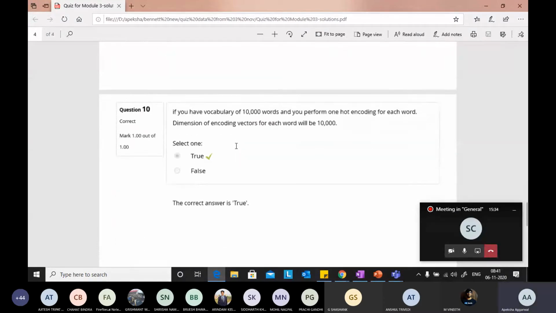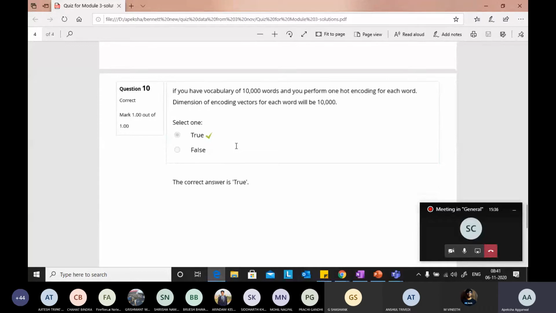Last question is, if you have a vocabulary of 10,000 words and you perform one hot encoding for each word, so dimensions of encoding vector for each word will be 10,000, right? Because for each word you have to store all zeros and only one where that word is present. So size of vector for each word will be 10,000 exactly.